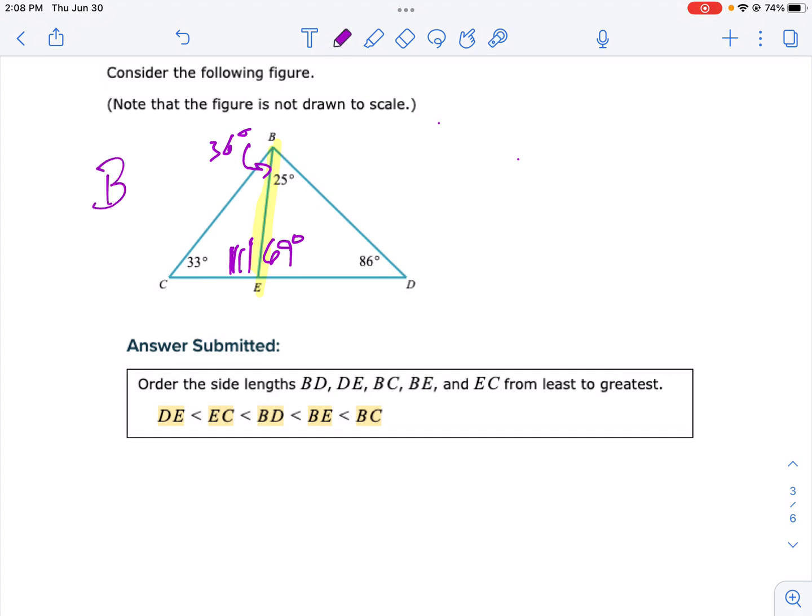So this is my big triangle. And then if I look over here we have 86. These two are smaller than 86. So these are my small triangle. So what I'm going to do is I want to put them in order for the triangle on the left first.